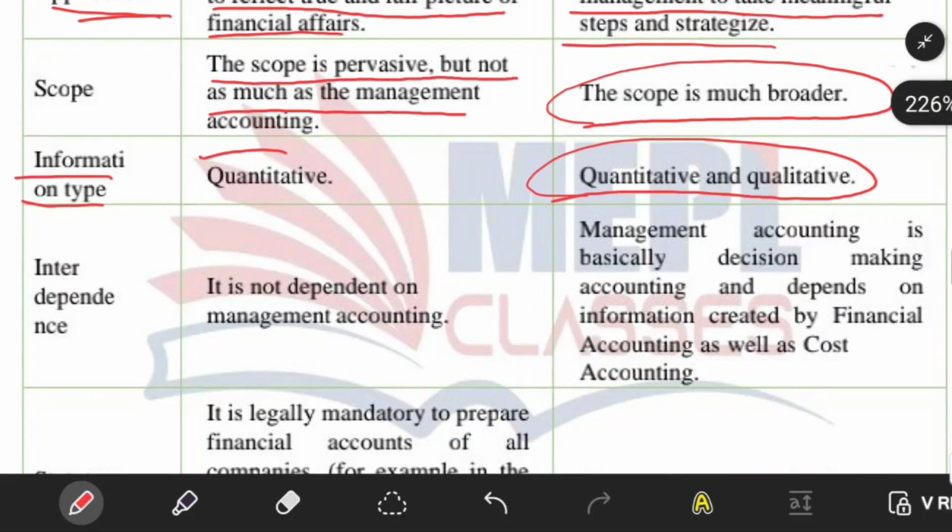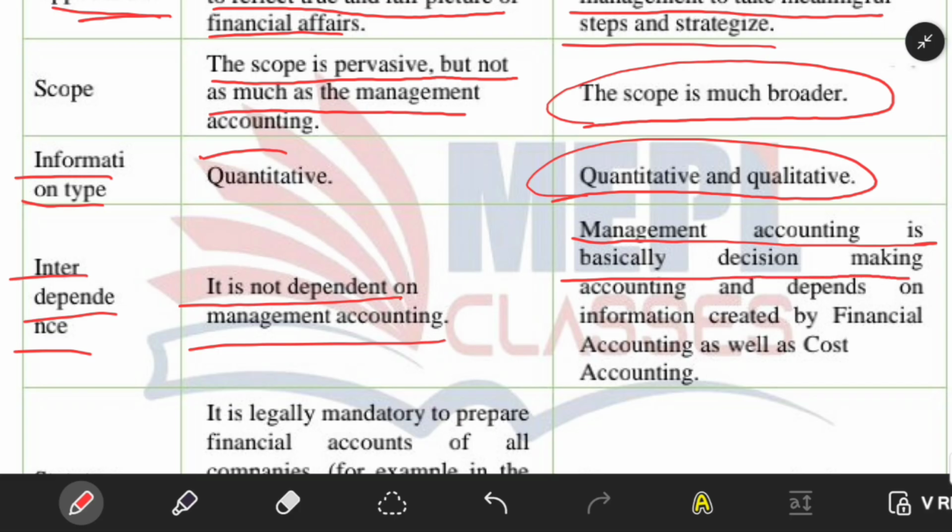Next is interdependence. Financial accounting is not dependent on management accounting. It is done independently and doesn't need management accounting. Whereas management accounting is basically decision-making accounting and depends on information created by financial accounting as well as cost accounting. Management accounting depends on financial accounting for its base data.